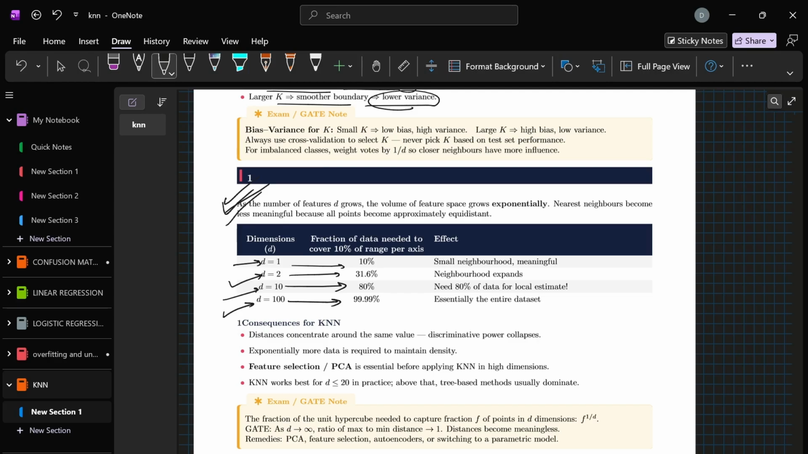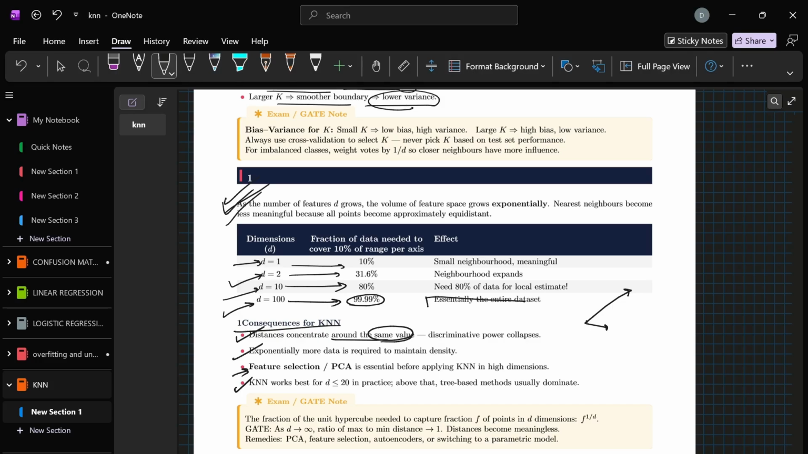So if you look at the model, the main problem is that in very high dimensions, the distance between the farthest point and the nearest point becomes almost the same. Everything looks equally far, so your distance metric becomes meaningless. The consequences for KNN are that distance stops being discriminative. You need exponentially more data. KNN practically breaks down beyond 20 or so features.